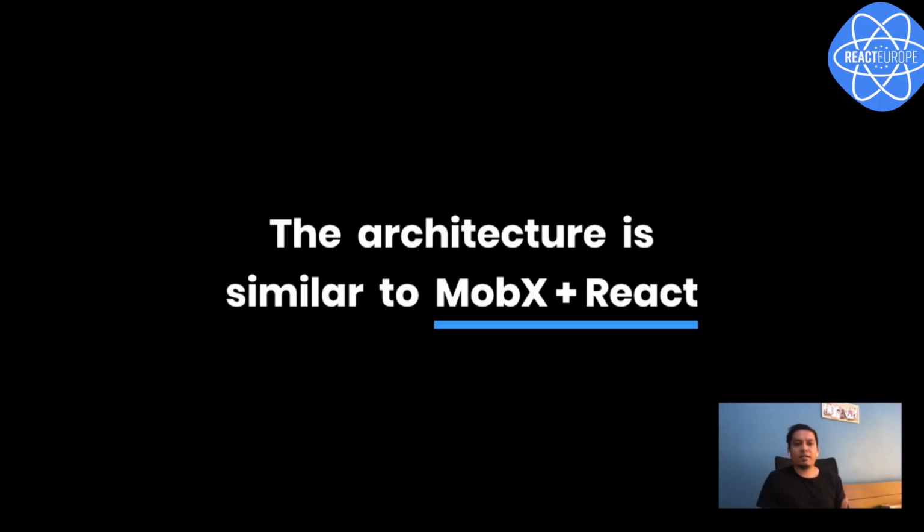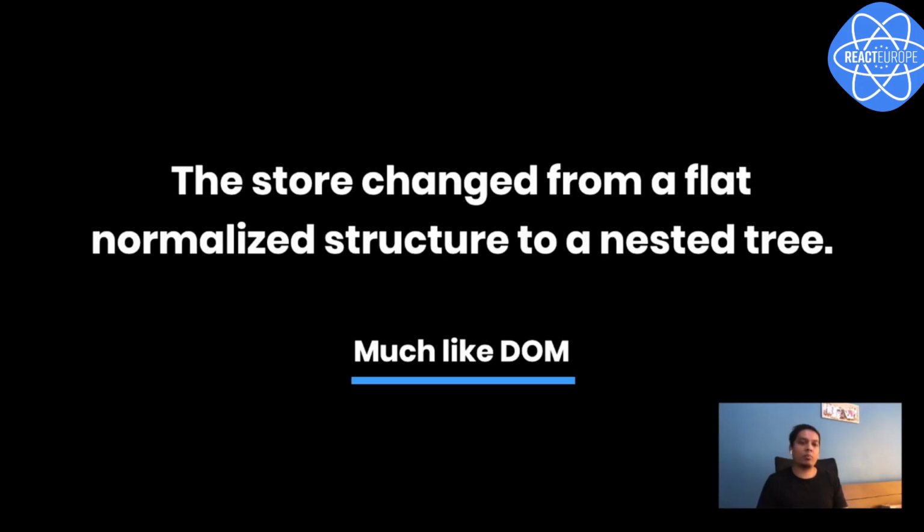So the architecture evolved to something like how we use React with MobX. And that changed the entire application and the core. So the store changed from a flat normalized structure to a nested tree. And we had to make obvious changes like moving to an imperative pattern. When you move to imperative, you have to adopt mutation. You can have deeply nested trees just like DOM, and deal with the overhead of references and other trade-offs of mutability and the object-oriented paradigm. Let's look at the store.